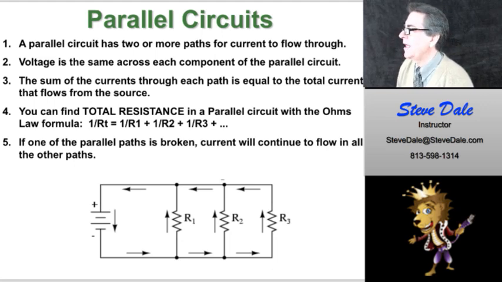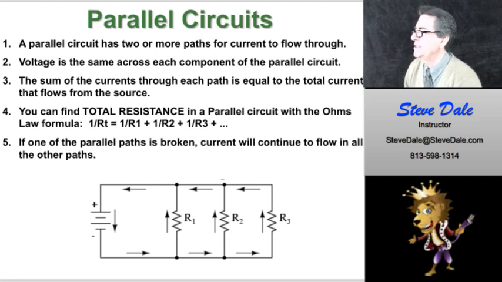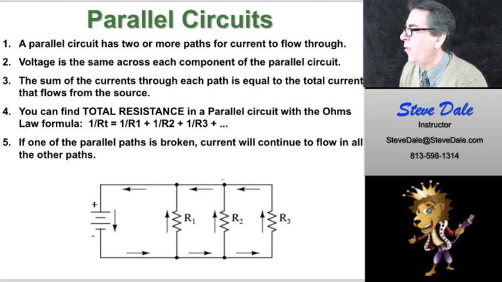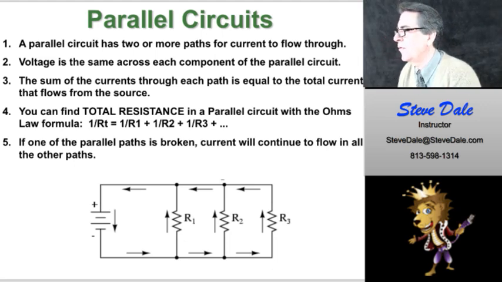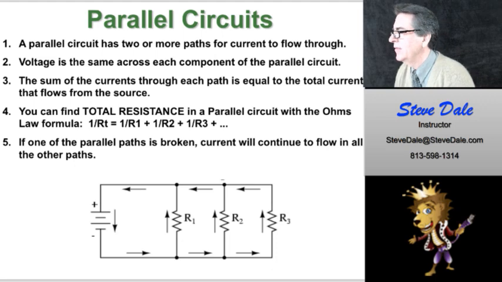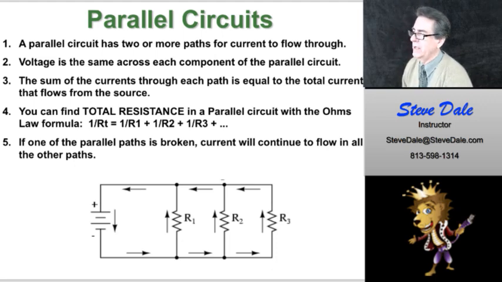A parallel circuit has 2 or more paths for current to flow through. Voltage is the same across each component of a parallel circuit. So the voltage remains constant across resistor 1, 2, and 3. It's the current that divides itself out amongst the circuit. Now, you don't need to know that for this exam, other than the fact that a parallel circuit has more than one branch that it flows along.